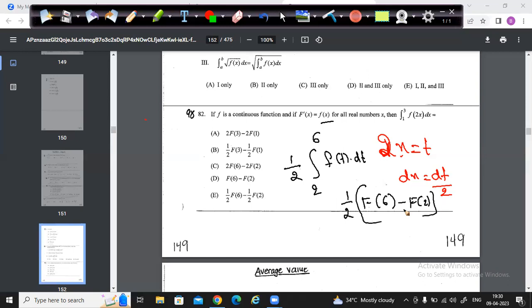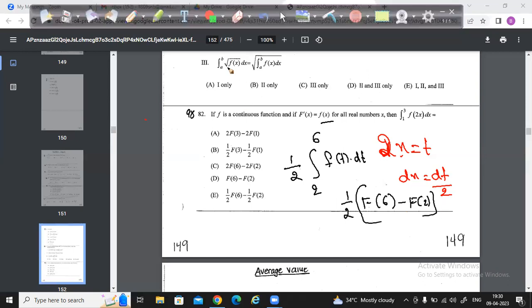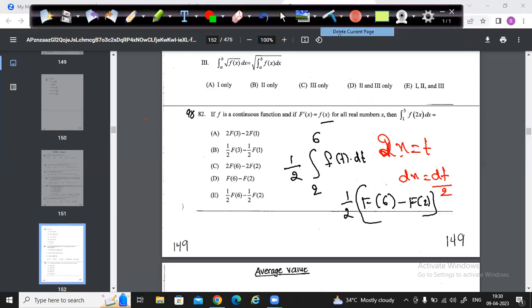So the answer should be half of f of 6 minus half of f of 2, which is E for elephant. It should be your answer. If you got E for elephant, very good. This is how you need to do the answer.